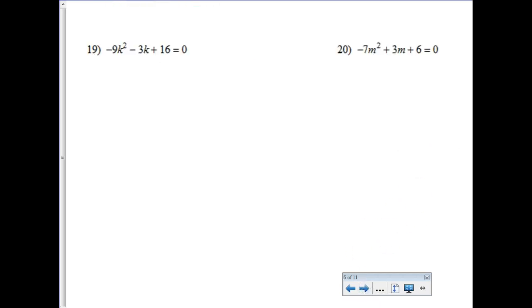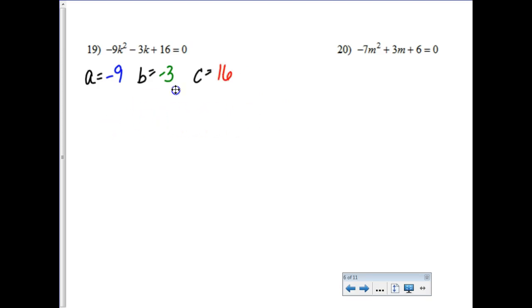Let's look ahead at number 19. Quadratic formula again. This time we are not lucky enough to have any sort of common divisor. So we're going to set up who our a and b and c are. And it turns out a is -9. And b is -3, and c is a +16.